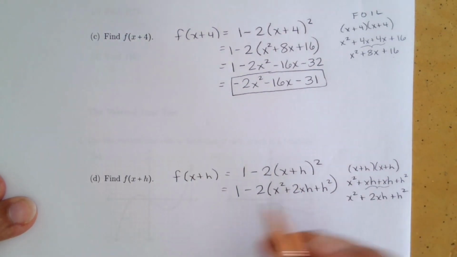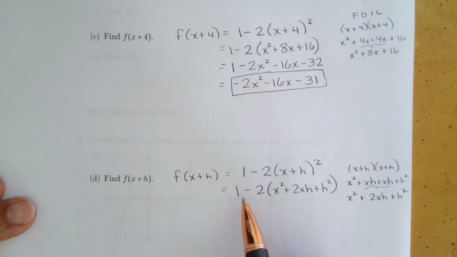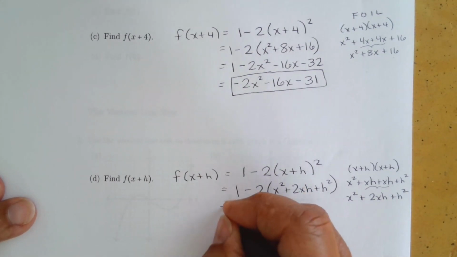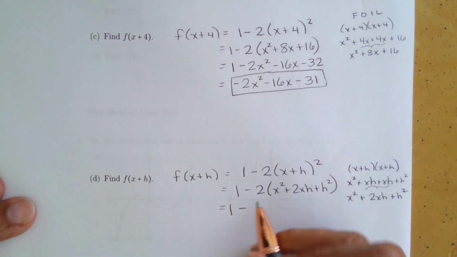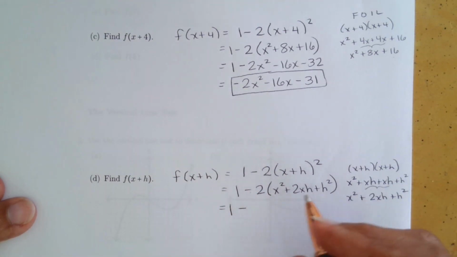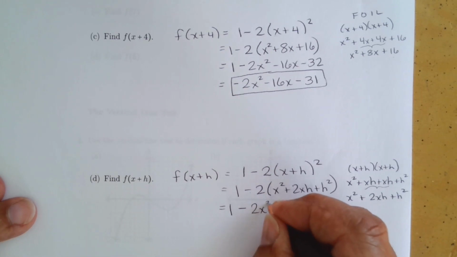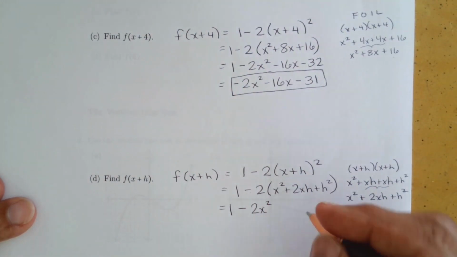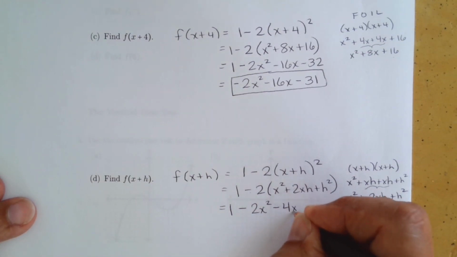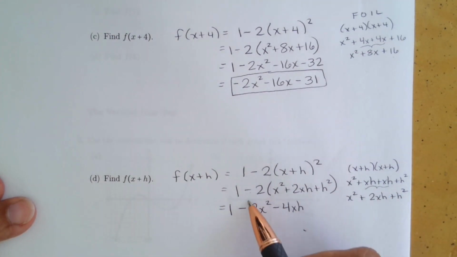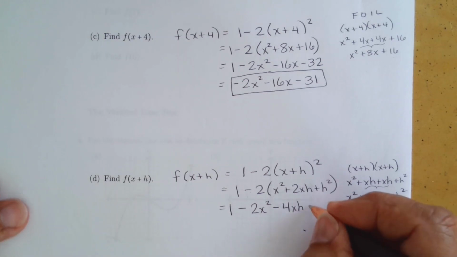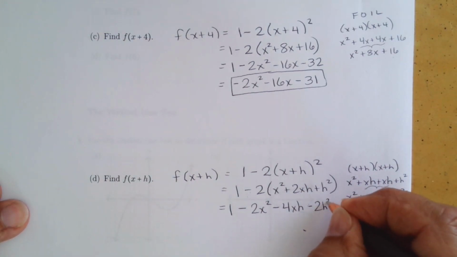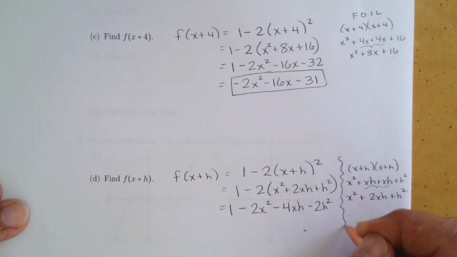All right. And now, just like we did above, we're going to multiply everything in this parentheses by -2. So leave the 1 right where it is. And we're going to do -2 times x squared, which is -2x squared. We're going to do -2 times 2xh, which is -4xh. And then we're going to do -2 times h squared, which is -2h squared.